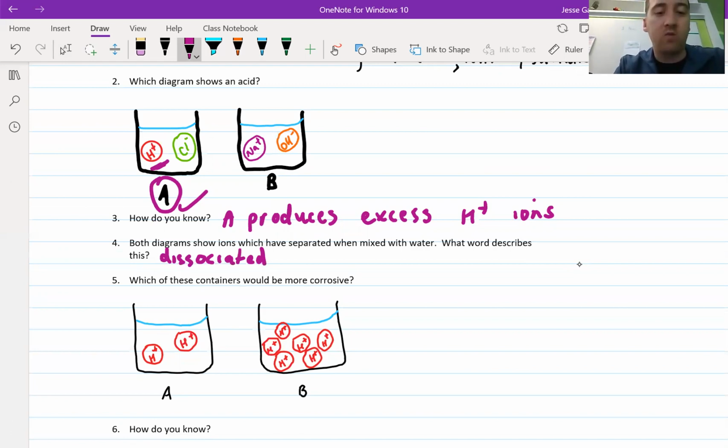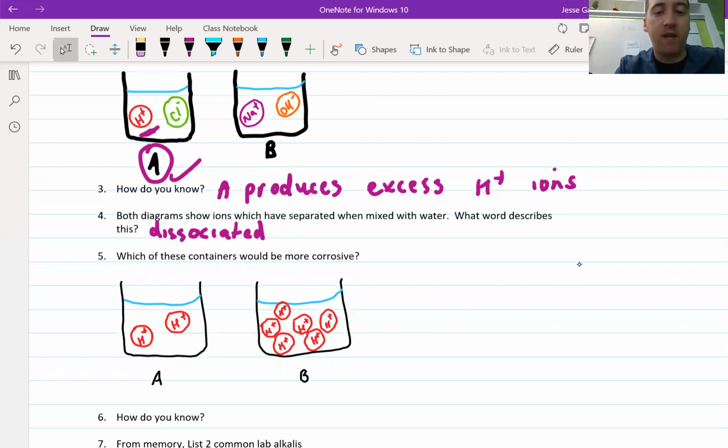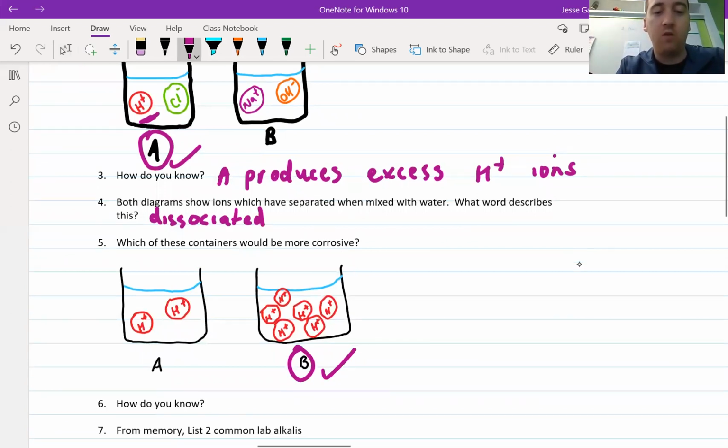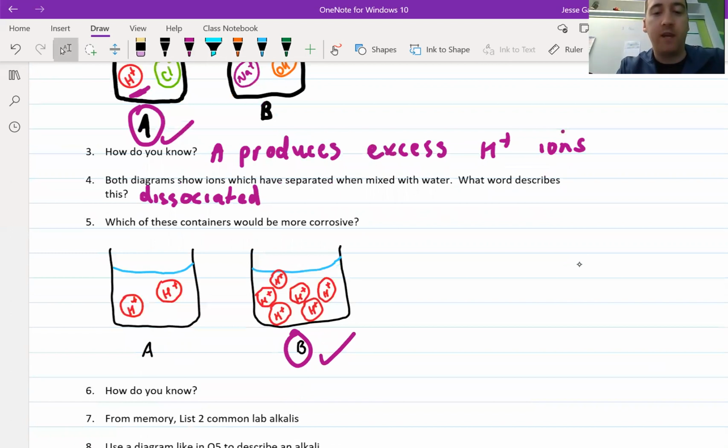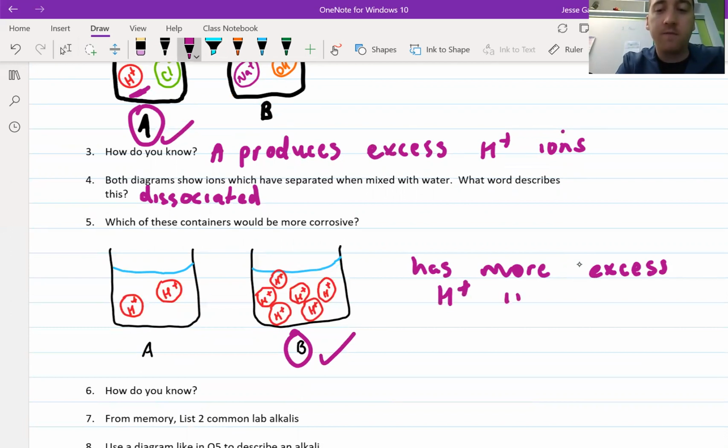Which of these containers would be more corrosive, A or B? Okay, so I'm hoping that you said B. And if you said B, well done. And then number 6 asked, how do you know? So how is it that we know that B is more corrosive? Well, B has more excess H plus ions. All right, so again, well done if you got all of those right up to here.